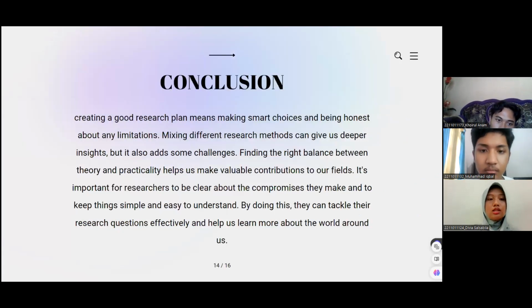And for the conclusion, creating a good research plan means making smart choices and being honest about any limitations. Mixing different research methods can give us deeper insight, but it also adds some challenges. Finding the right balance between theory and practicality helps us make valuable contributions to our field. It's important for researchers to be clear about the compromises they make and to keep things simple and easy to understand. By doing this, they can tackle their research questions effectively and help us learn more about the world around us.